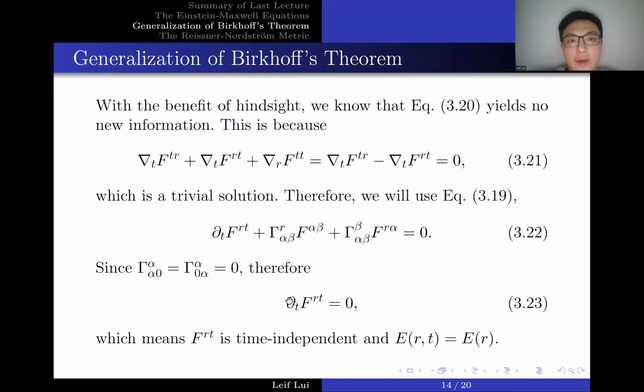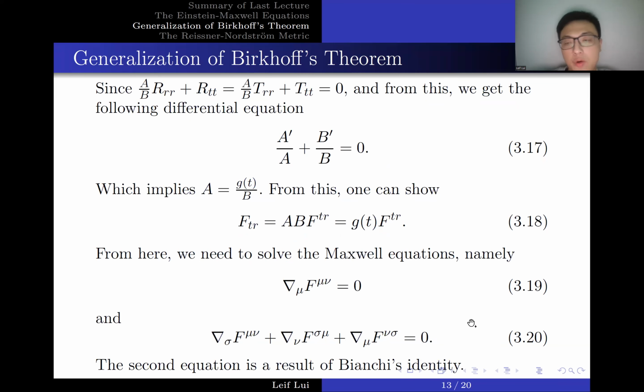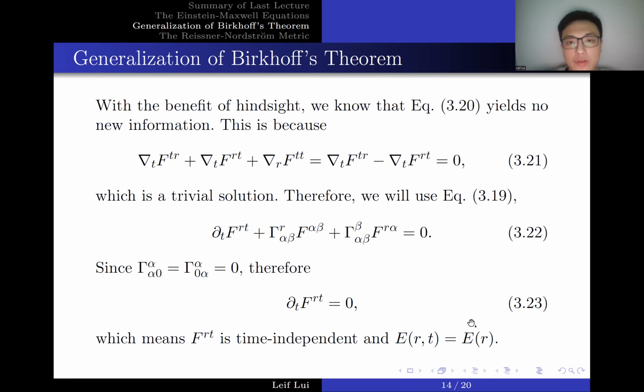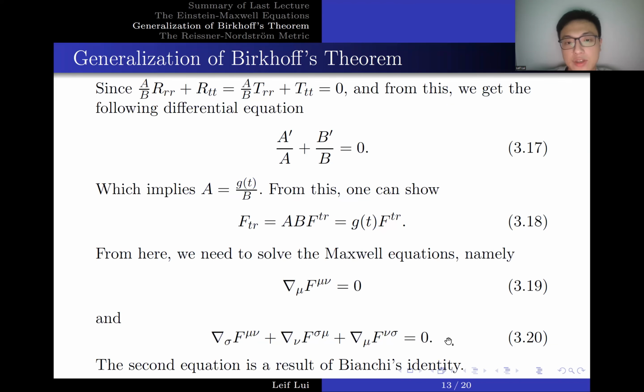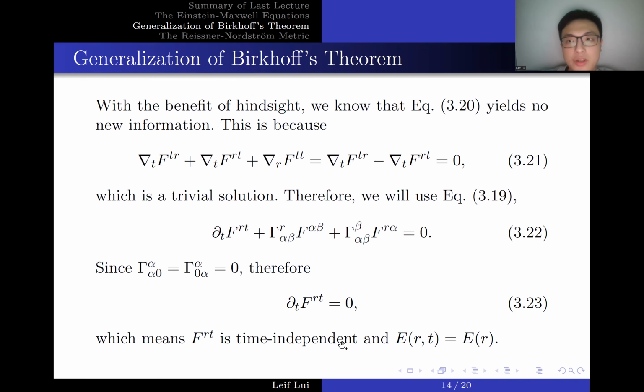With the benefit of hindsight, we know that equation 3.20 yields no new information because we know that this component is 0. So we have these two equations. I think there's a mistake here. This should be a plus sign, but basically this will be minus, and then we swap these two. So this will eventually equal 0. So this is a trivial solution. This right-hand side is 0, and this is 0. So we get 0 equals 0. It's a trivial solution and yields no new information.